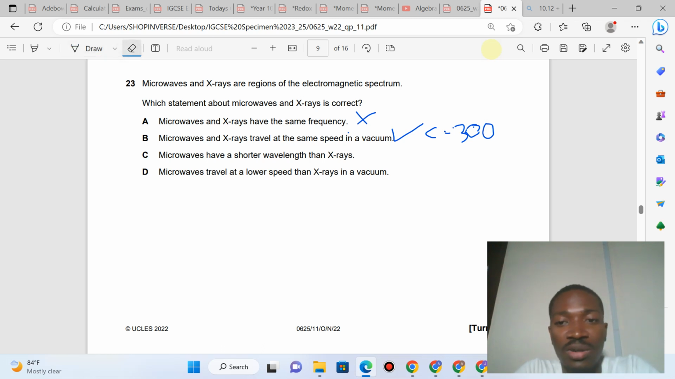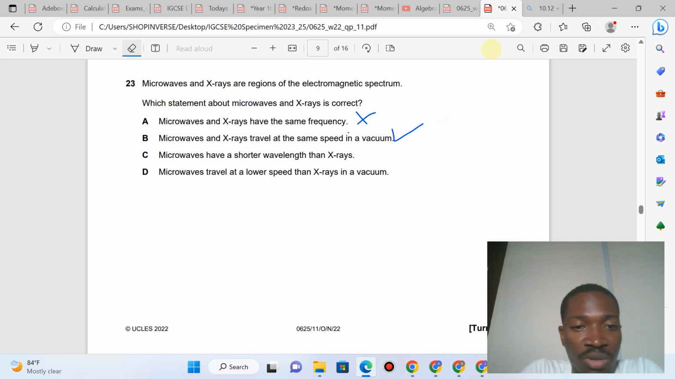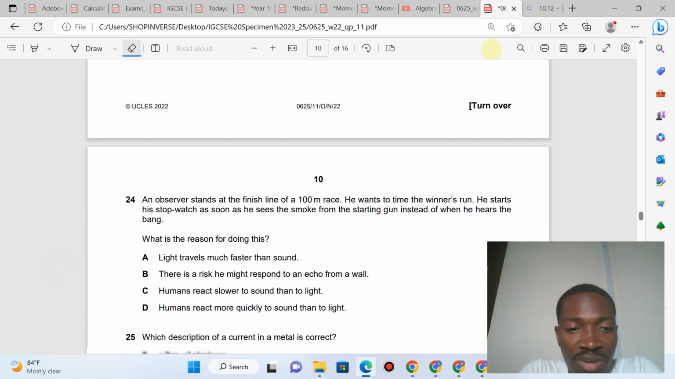Okay, so that is the correct answer. That should be the correct one. Let's just go to C and D. Microwaves have shorter wavelength than X-rays. No. Microwaves travel at slower speed. No, no, no. They travel at the same speed.